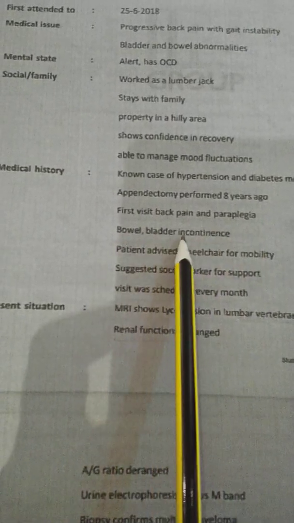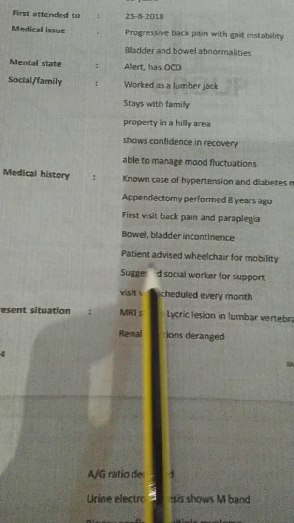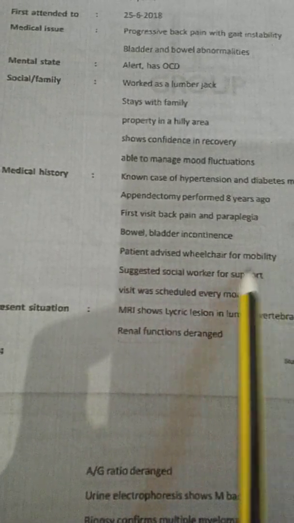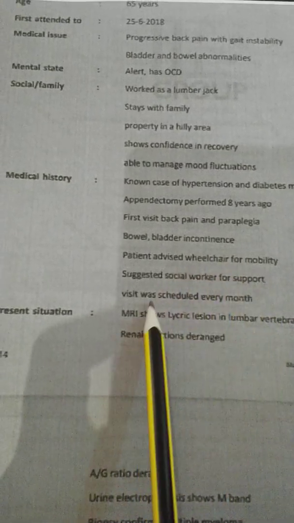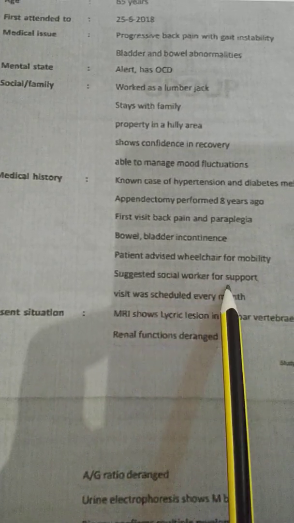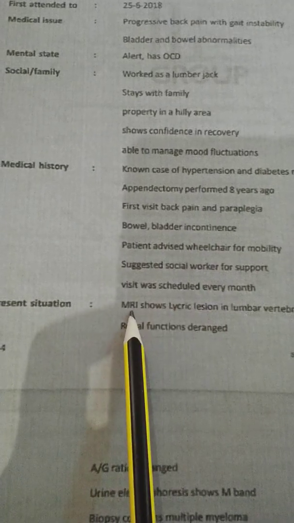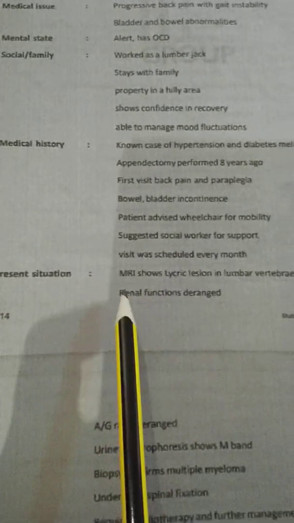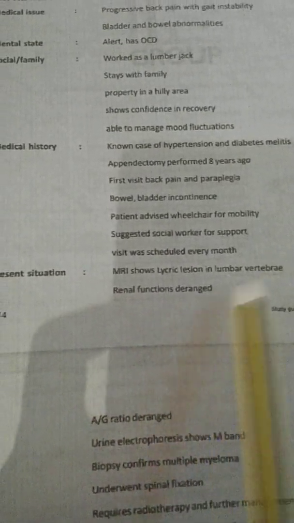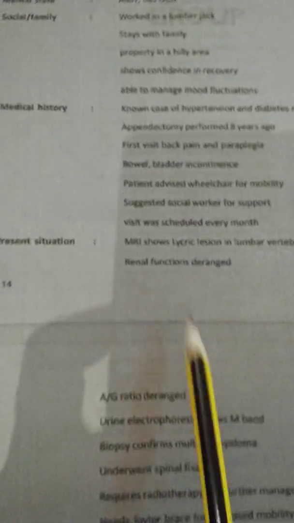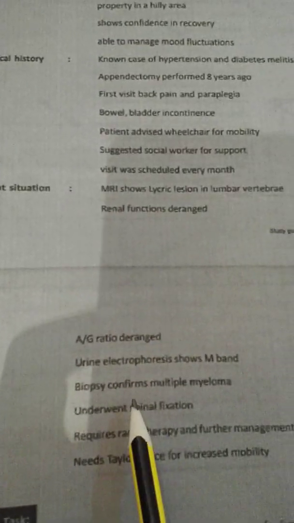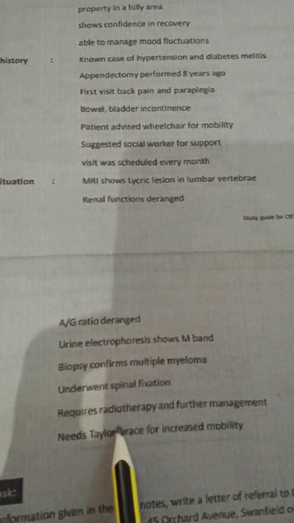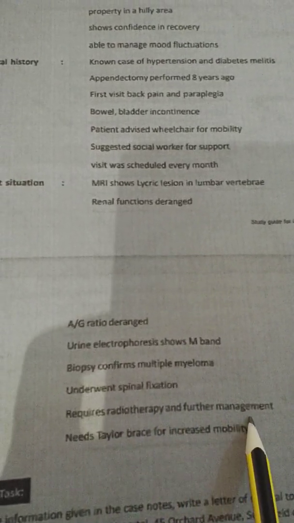Then he had bowel and bladder incontinence. So at that time he was advised to use wheelchair for mobility because he had this paraplegia. Then social worker support also was suggested. Then the visit was scheduled every month. So then how it was diagnosed, the MRI shows the lytic lesion, then what all investigations were done. So we have to include that one, and biopsy was done and the surgery also. So we have to inform him about this one.